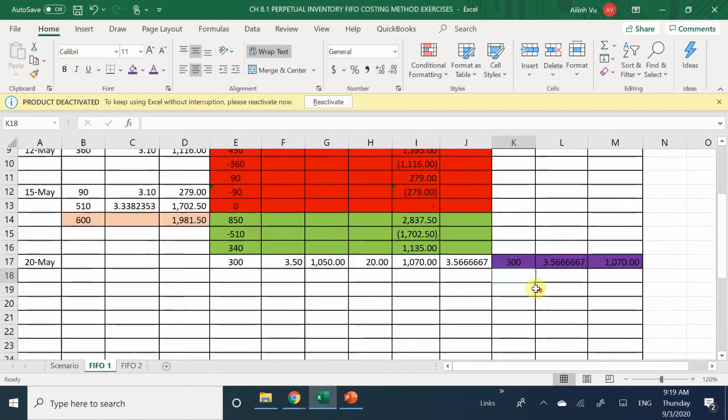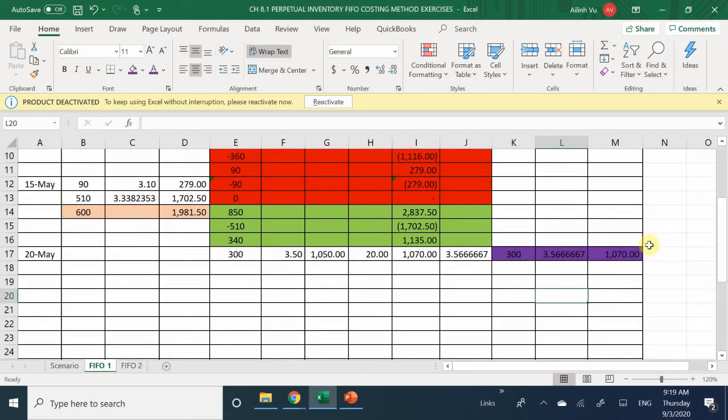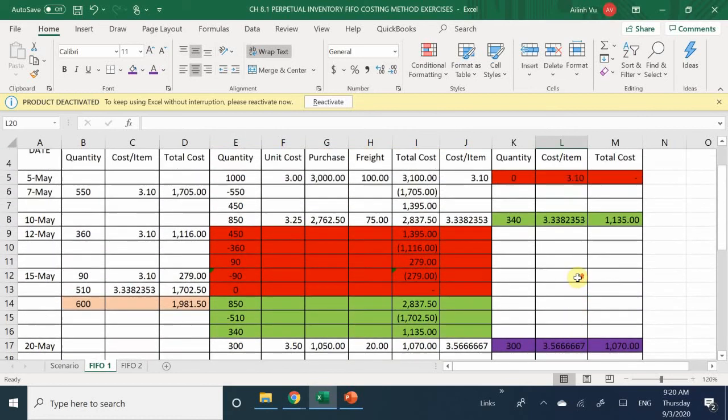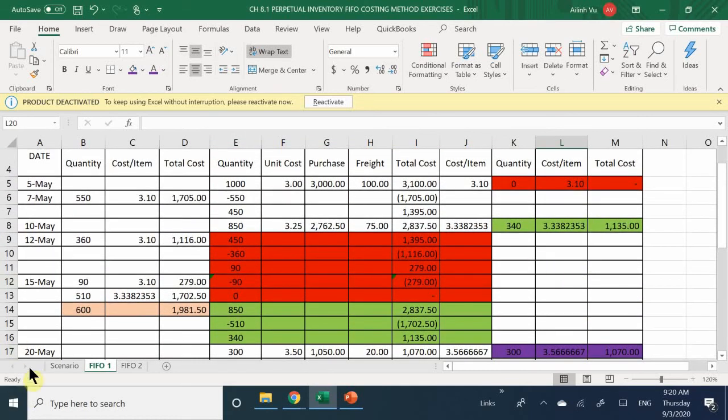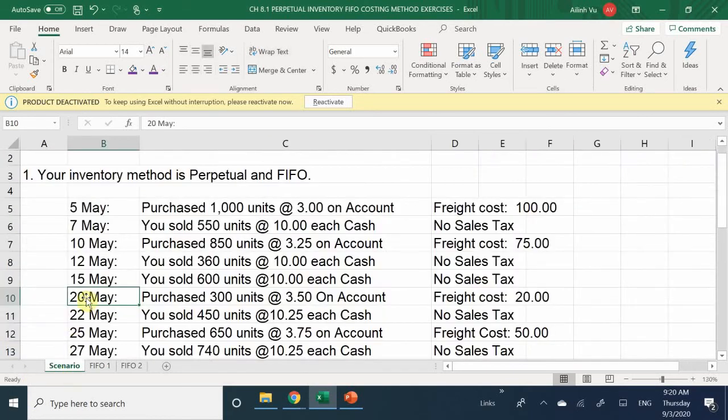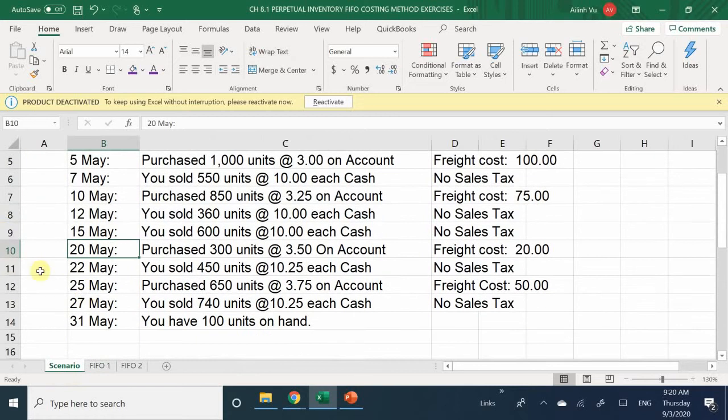So here we've indicated our third batch. It's going to be our purple batch. Okay. And let's go ahead and see what happened next. So here, what happened on May 22nd? 450 units sold. Good. We sold 450 units.